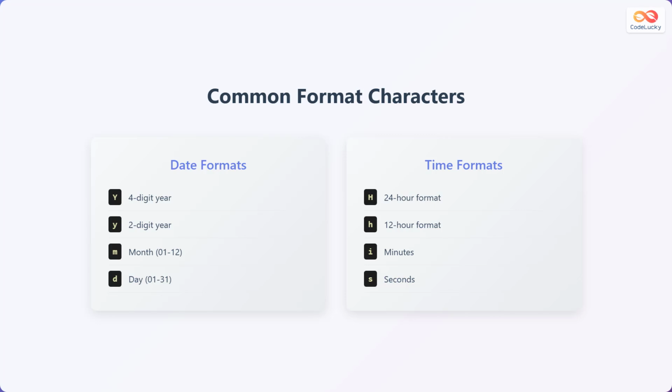For time formats, capital H represents the hour in 24-hour format, from 00 to 23. Lowercase h represents the hour in 12-hour format, from 01 to 12. Lowercase i represents the minutes, from 00 to 59. Lowercase s represents the seconds, from 00 to 59.